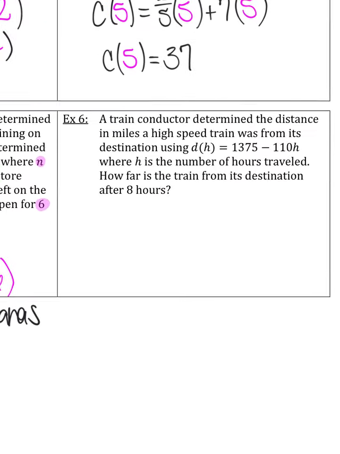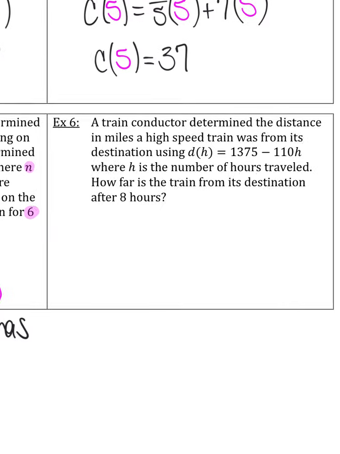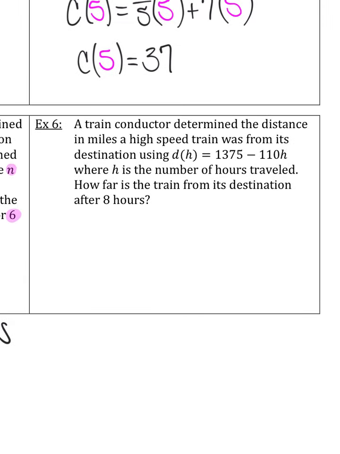Let's try one last one before you do your independent practice. I have a train conductor determine the distance in miles a high-speed train was from its destination using D of H equals 1,375 minus 110H. I'm going to go ahead and highlight that whole equation. It's important. Where H is the number of hours traveled. How far is the train from its destination after 8 hours?